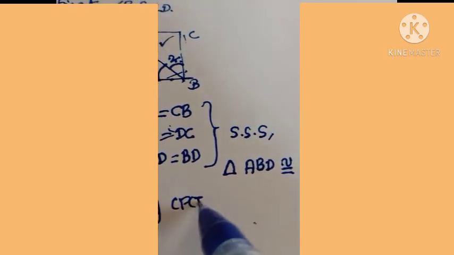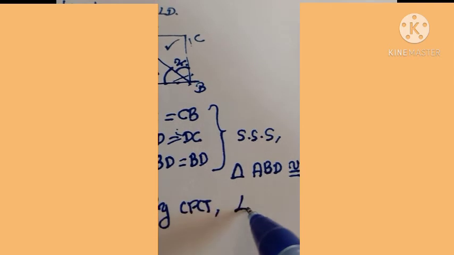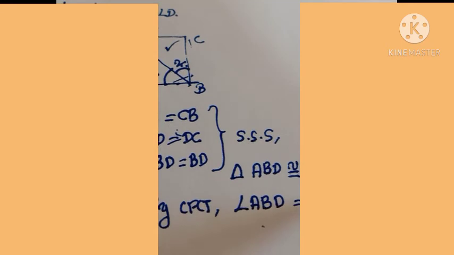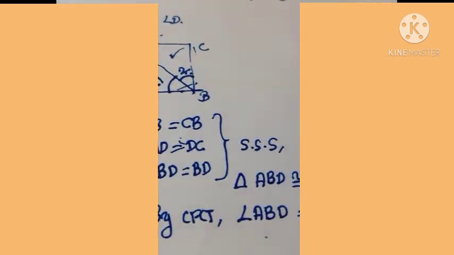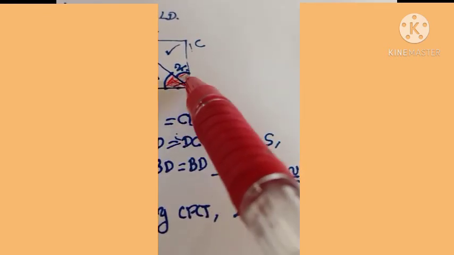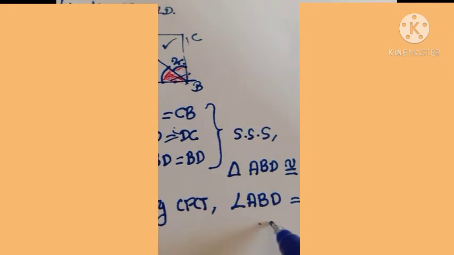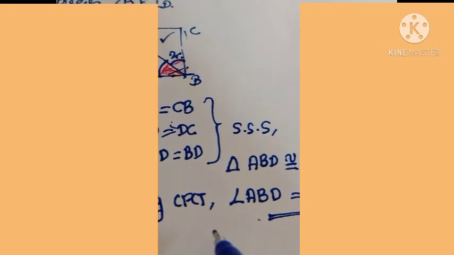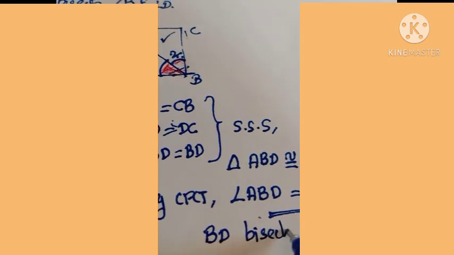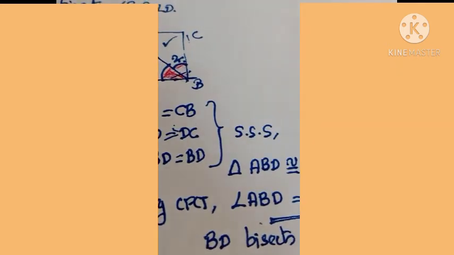By CPCT rule, see the angle ABD corresponds to angle CBD. Now look at the figure. What is angle ABD? ABD means this angle. And what is angle CBD? This angle. So we prove these two angles are equal. So angle 1 equal to angle 2 means BD diagonal bisects angle B.